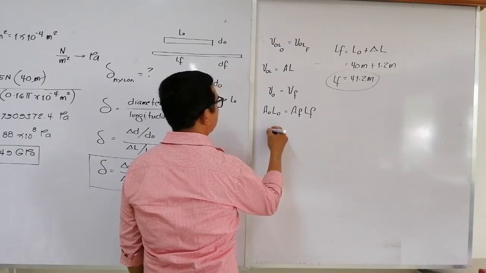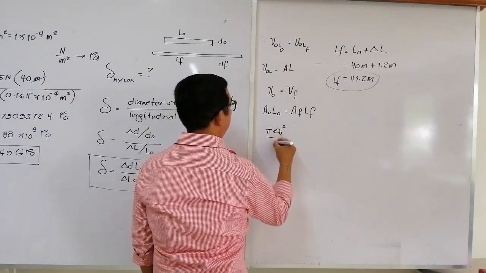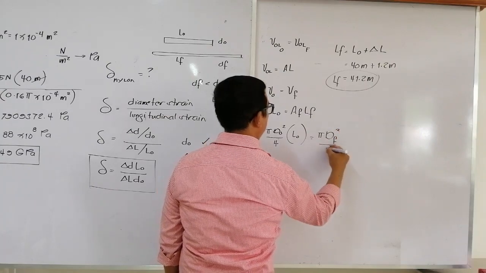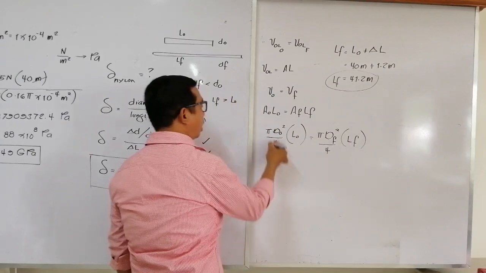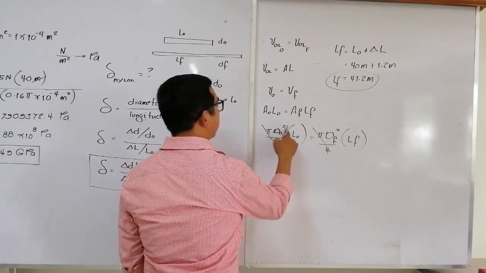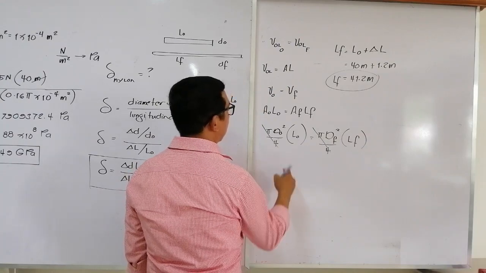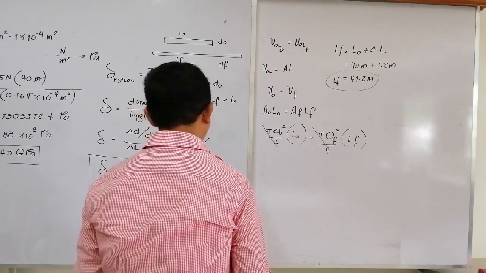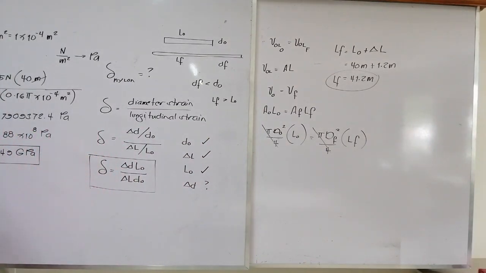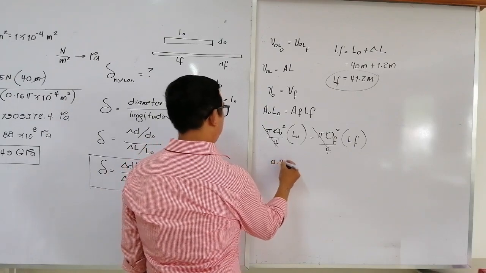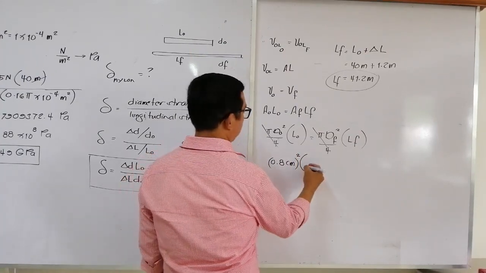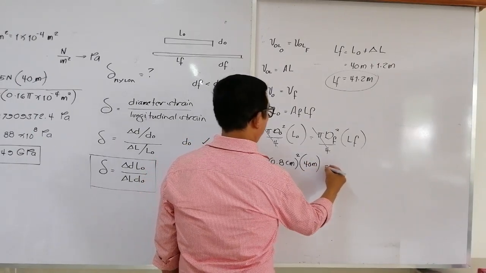Sige, gawin natin ito. Area is pi diameter original squared over 4 times original length equals pi final diameter squared over 4 multiplied by the final length. So we can have the pi over 4 removed. Tapos, yung original diameter niya ay 0.8 cm, that needs to be squared times the original length. What's the original length? 40 meters.